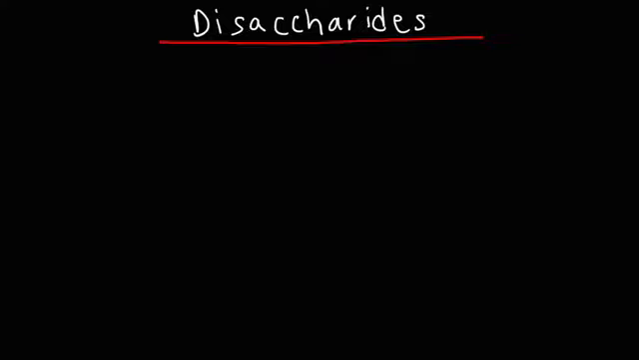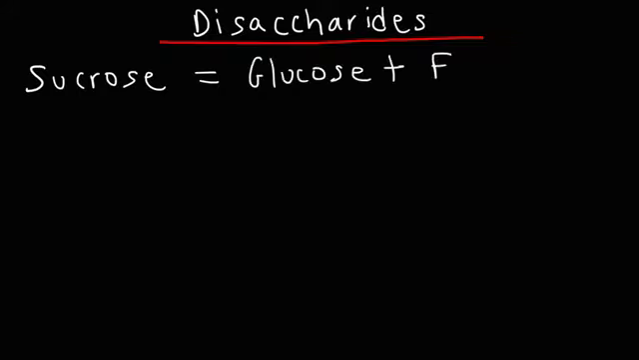In this video, we're going to talk about disaccharides. Disaccharides are carbohydrates that contain 2 sugar units. The first one we're going to talk about is sucrose. Sucrose is composed of the monosaccharides glucose and fructose.